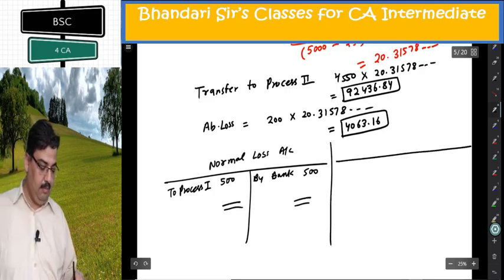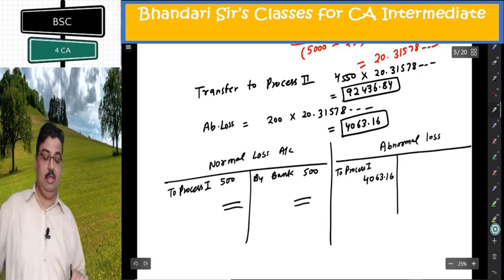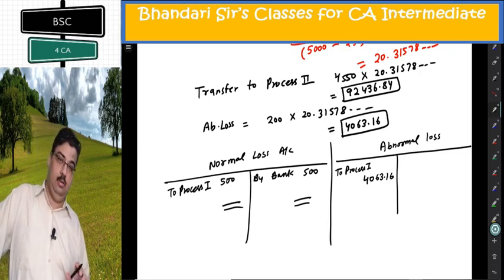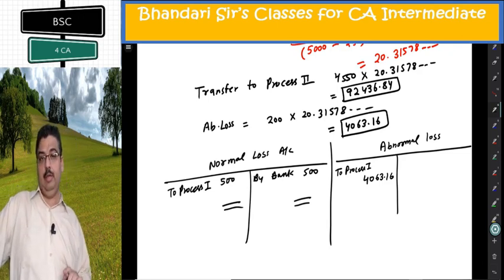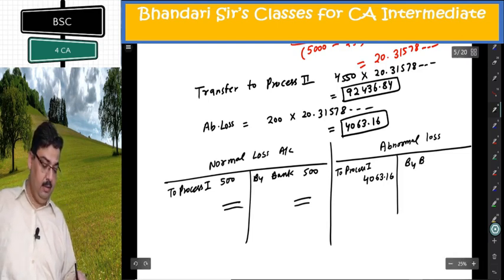Abnormal loss account is something to understand. Again, it is not difficult, but understand. Abnormal loss account, to process 1, 4063.16. It is just the posting from process account. I posted here. It will be sold by a bank.